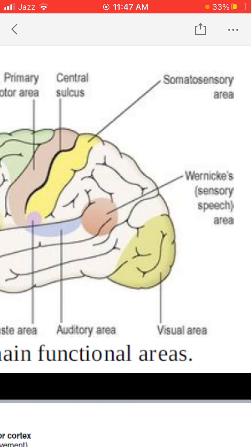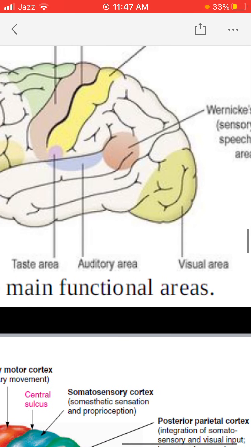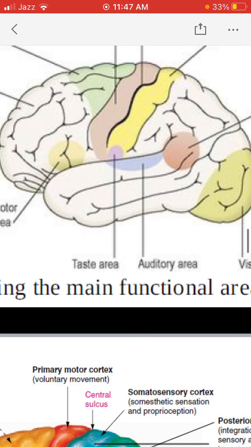Then we have auditory area. This blue colored area is the auditory area. So this area receives and then interprets all the impulses that are transmitted from the ears through the 8th cranial nerve, that is vestibulocochlear nerve. Then we have taste area, right? So the taste area receives impulses from the tongue and the oral cavity to perceive taste.